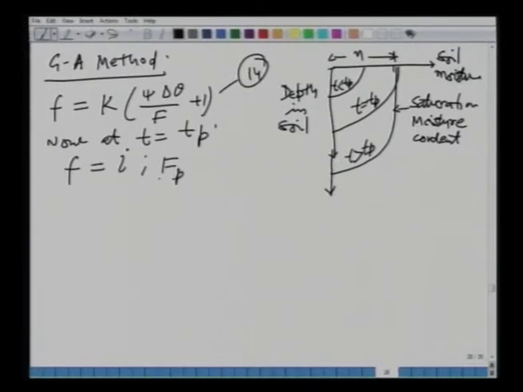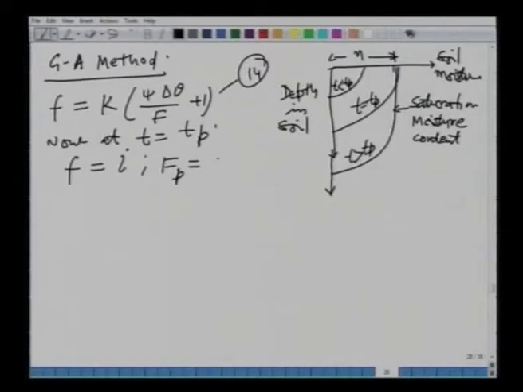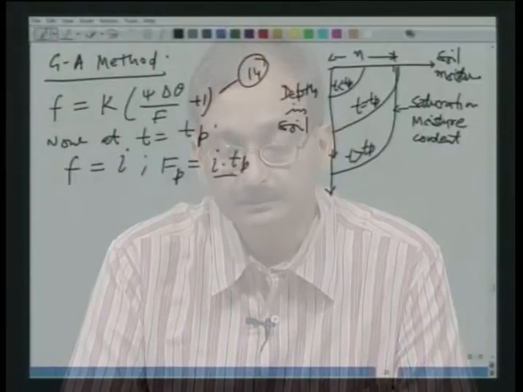Okay. If we know that just at the time of ponding f is equal to I, then what will be the cumulative infiltration at t equal to tp? All right. As you can see, it should be nothing but I, which is the rate at which rain is falling, times tp, right. The intensity is in centimeters per hour and let us say tp is in hours. So, the cumulative infiltration will be nothing but I times tp.